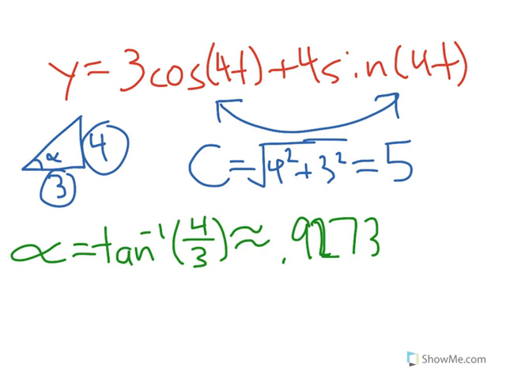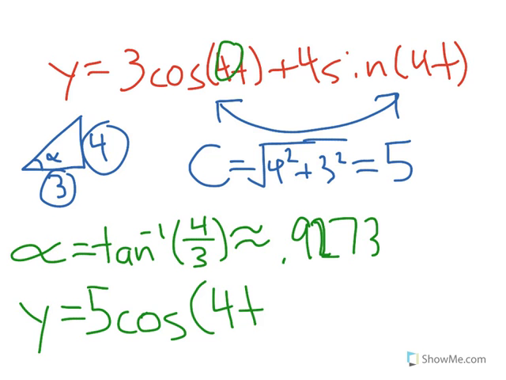So now we can write out our final function. So our final function would be y equals 5 cosine. We would take our original frequency, which is this 4 right here. So we get y equals 5 cosine of 4t minus 0.9273.